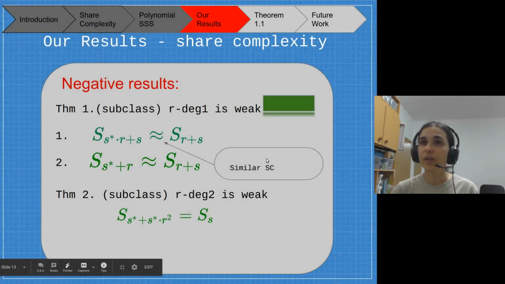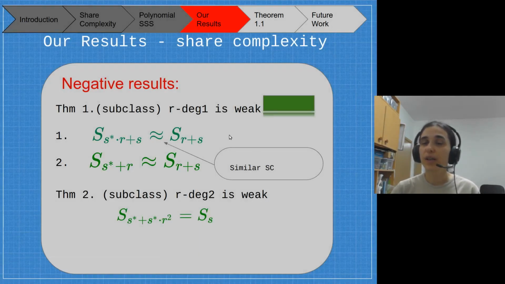And there is, as we'll see, some evidence that sometimes it is indeed the case. Okay, so let me quickly mention some of our results. On the negative side, we prove that degree 1 in R almost doesn't help over multilinear schemes. What do I mean by that? There is a large subclass of degree 1 in R polynomial schemes, which is a strict superclass of the multilinear schemes, that are not stronger than multilinear, in the sense that every secret sharing scheme of this type has an equivalent multilinear scheme with very similar share complexity. Here it's actually the same, and here the overhead is some polynomial factor.